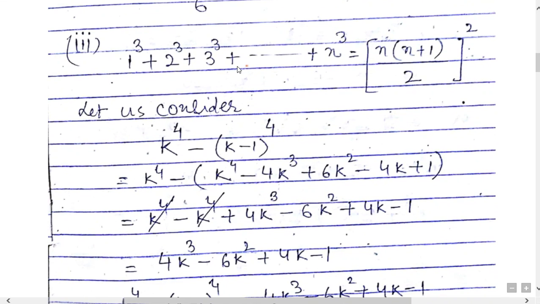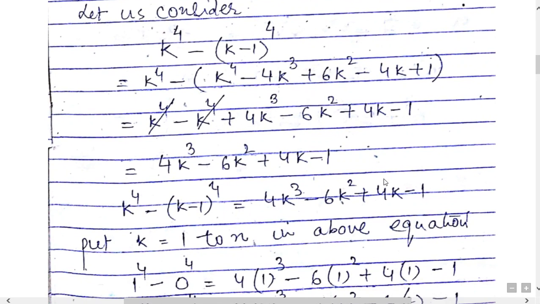Now what about sigma n cube? You can proceed using a similar formula, but in this case k raised to power 4 minus (k minus 1) raised to power 4. You can develop the formula of (a minus b) raised to power 4 by writing (a minus b) square then whole square, or otherwise kindly go through the binomial formula. You can find this formula. Then open the bracket. You can obtain 4k cube minus 6k square plus 4k minus 1.